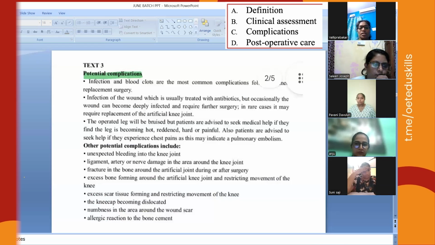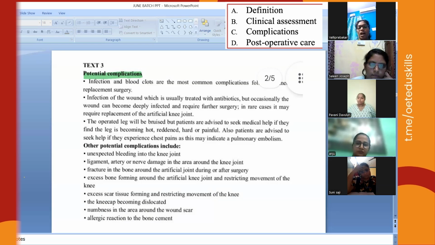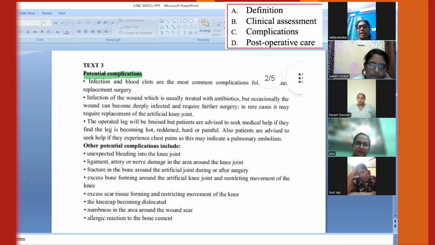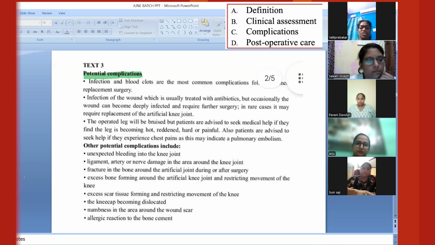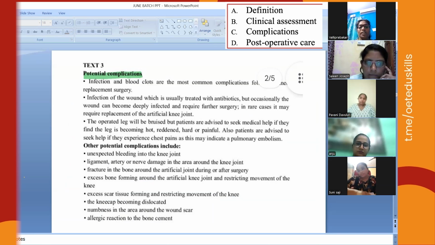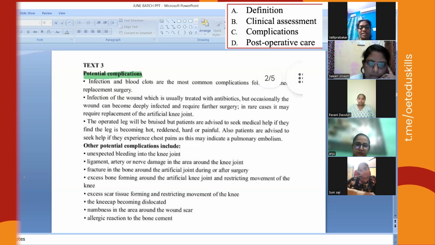Also, patients here, the operated leg will be bruised, but patients are advised to seek medical help if they find the leg is becoming hot, reddened, hard, or painful. Here they have mentioned when to seek the medical help. So in this text they have mentioned when the medical help is to be sought after the discharge. So this question is from the text C. So we have to write C.